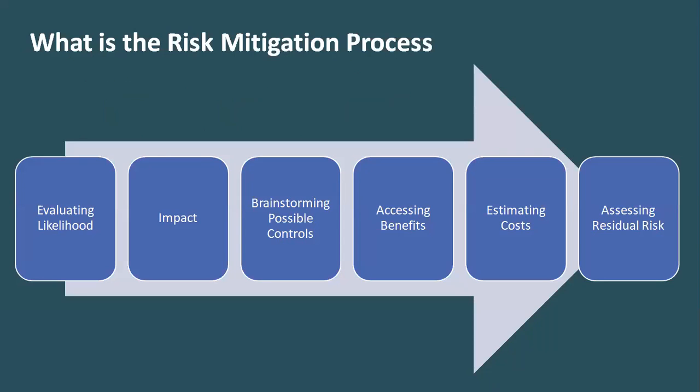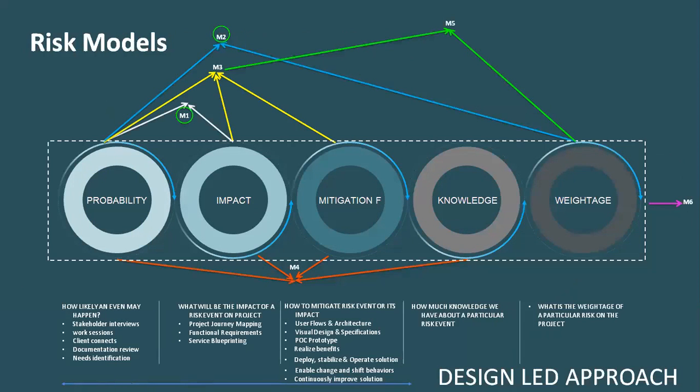Risk mitigation process: make sure that you do the benefit assessment. You cannot apply a control to reduce the impact and then find the control measure is costing you much more than what the impact would have been, right? So assess the benefit, the cost, and then check out the residual risk. And we discussed the various risk models.